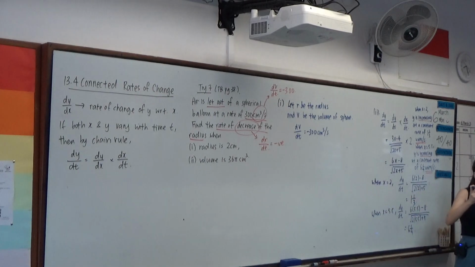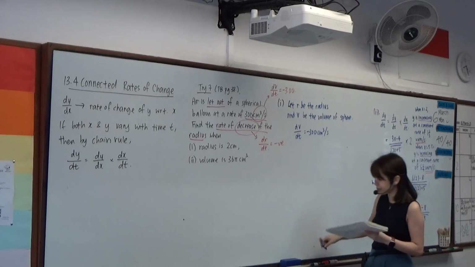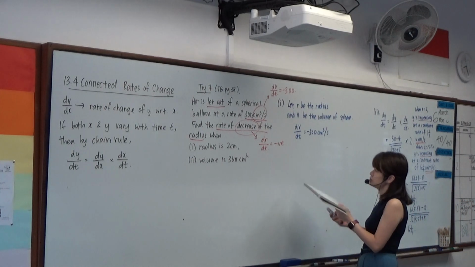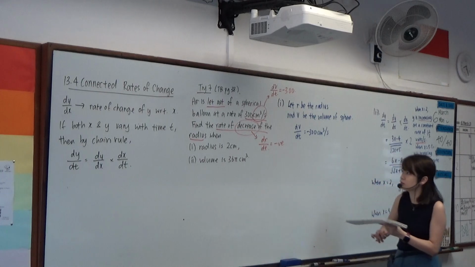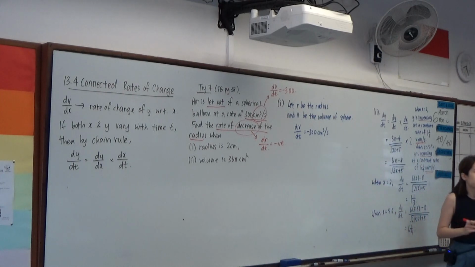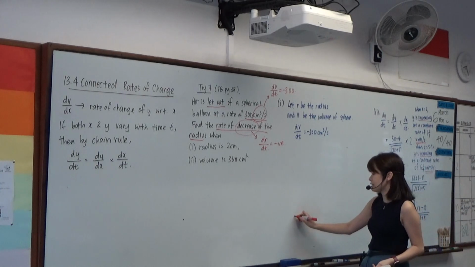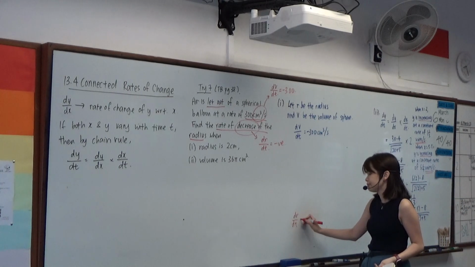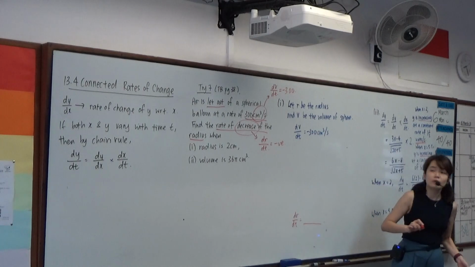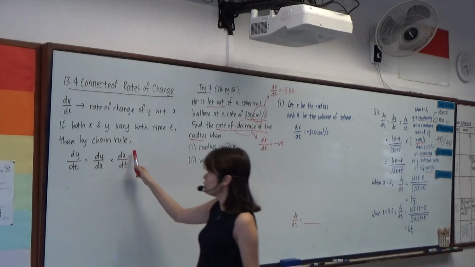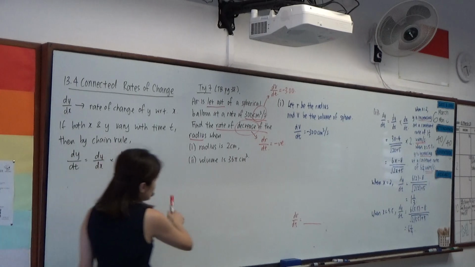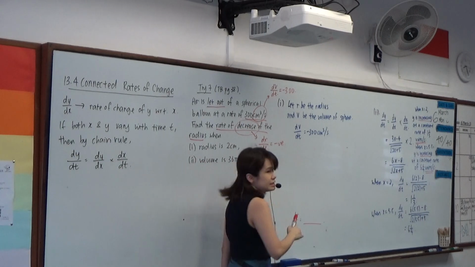We are given dV over dt equals negative 300 cm cubed per second. At the end of the day, we are trying to find dr over dt. So what we're going to do is apply the chain rule concept to help us find dr over dt.